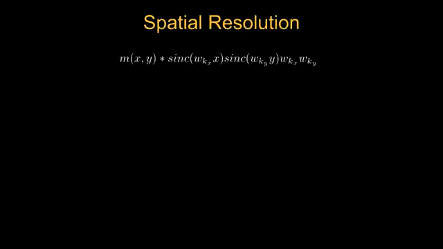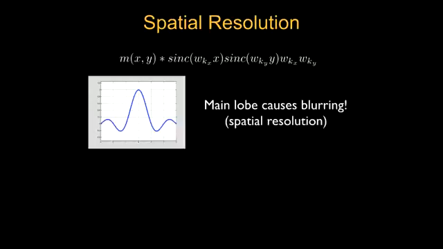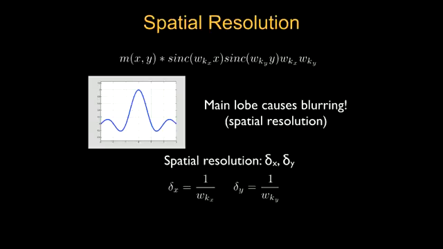So next one is about the spatial resolution. Again, the resolution is related to the convolution of the sinc function. The main lobe of the sinc function creates a spatial blurring related to resolution. So how thick your sinc function is determines the resolution. The resolution x is defined as 1 over WKX, and resolution y is defined by 1 over WKY, okay?